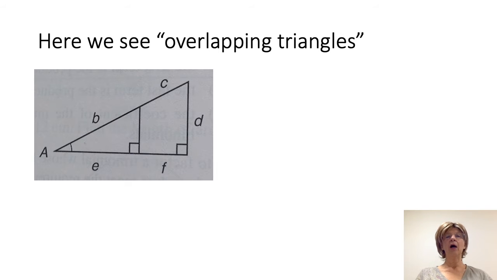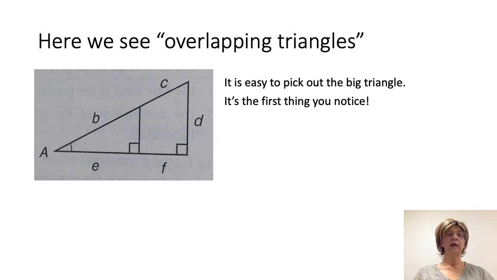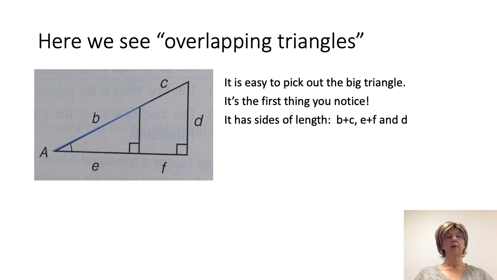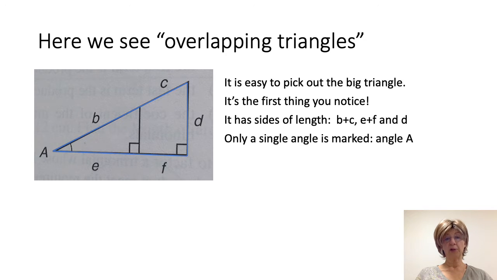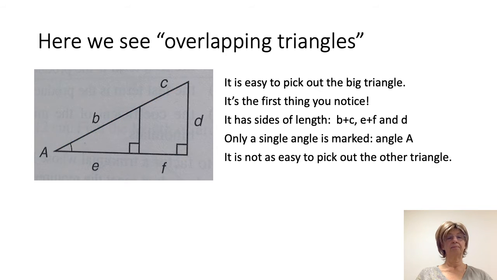Here we see overlapping triangles. It is easy to pick out the big triangle. It's the first thing you notice. It has sides of length b plus c, e plus f, and d. Only a single angle is marked, angle A.